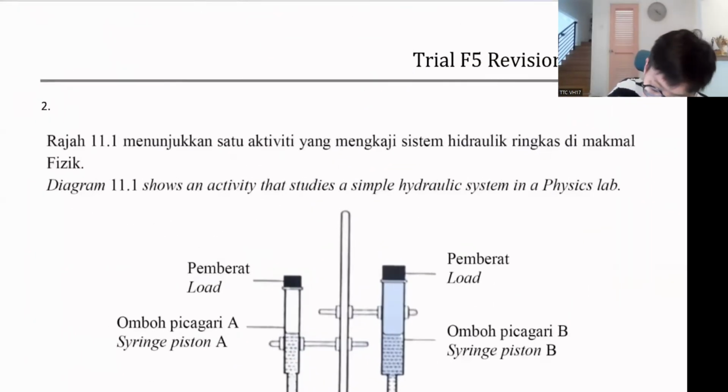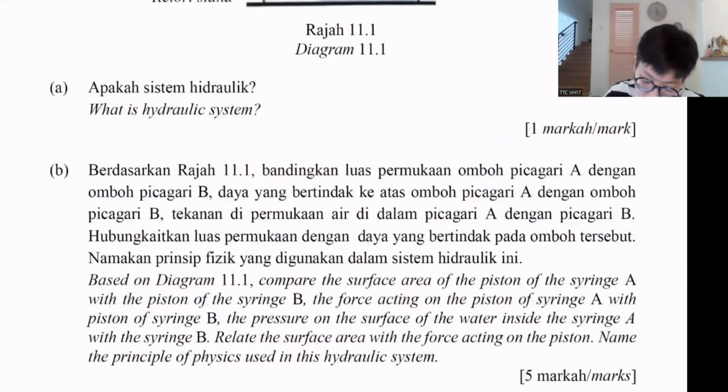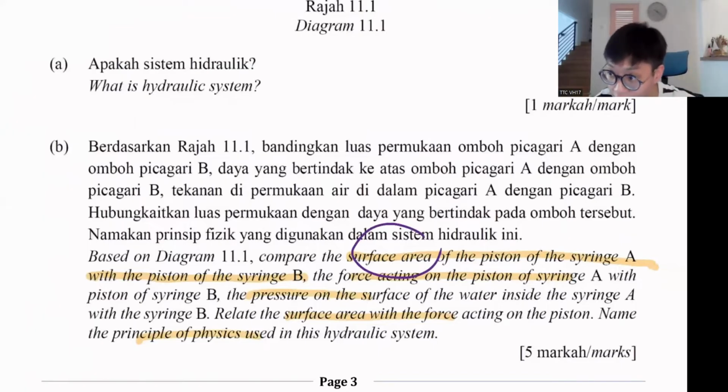Okay. Now here we have something known as a hydraulic system. Okay. So in a hydraulic system, we look at this one first. They want you to compare surface area of the syringe A with the piston of syringe B. So the first thing we have to compare is surface area. The second one is the force acting. And then after that, the pressure, and relate and name the principle of physics used. So there are a total of 5 questions here.